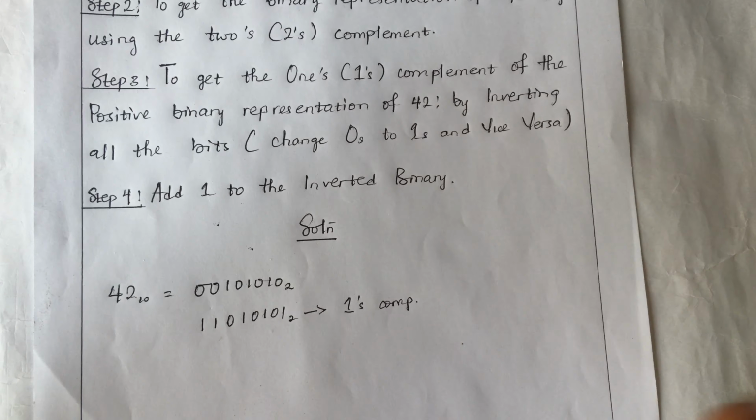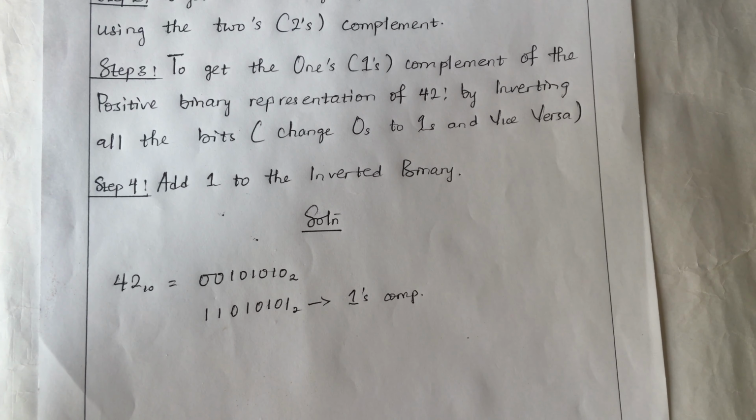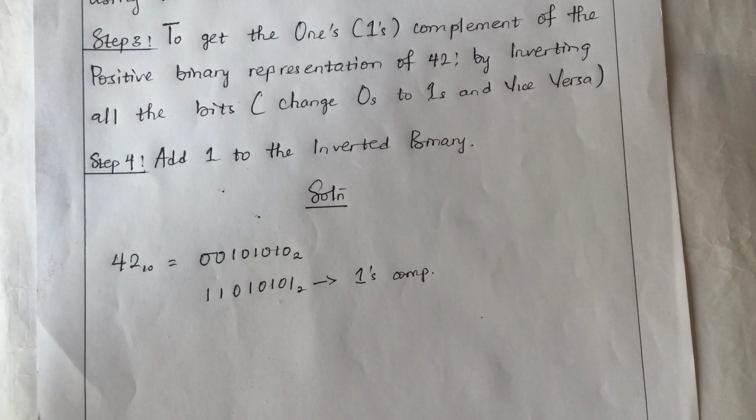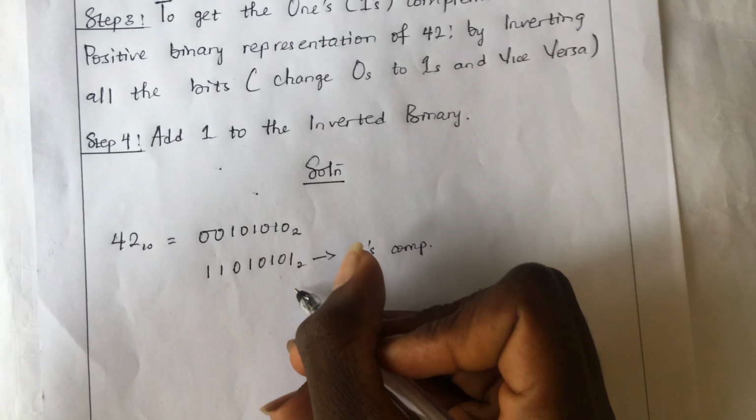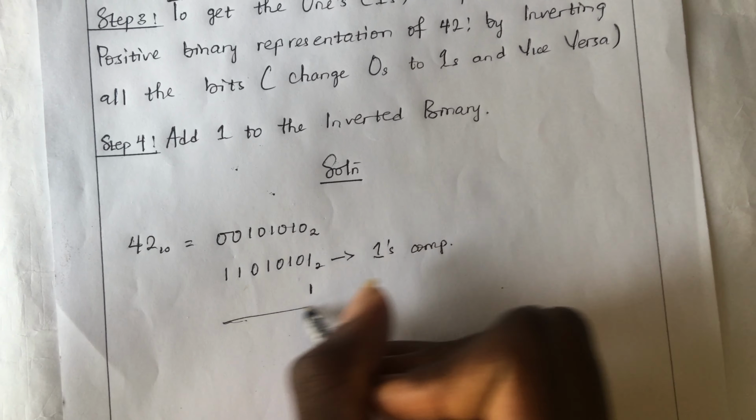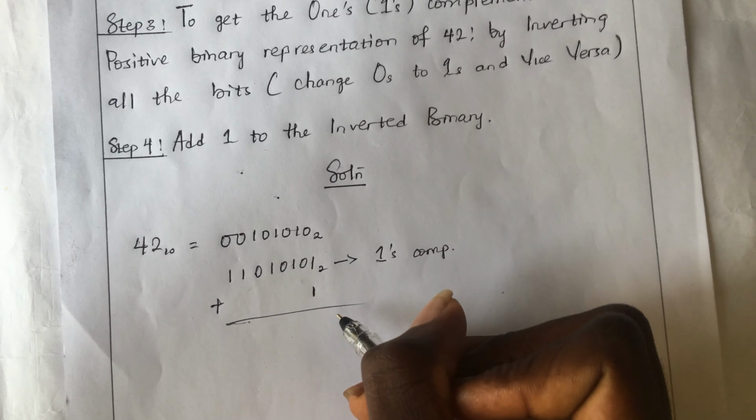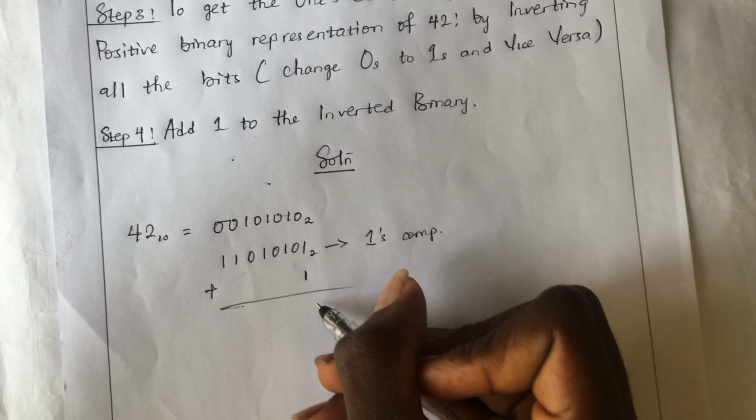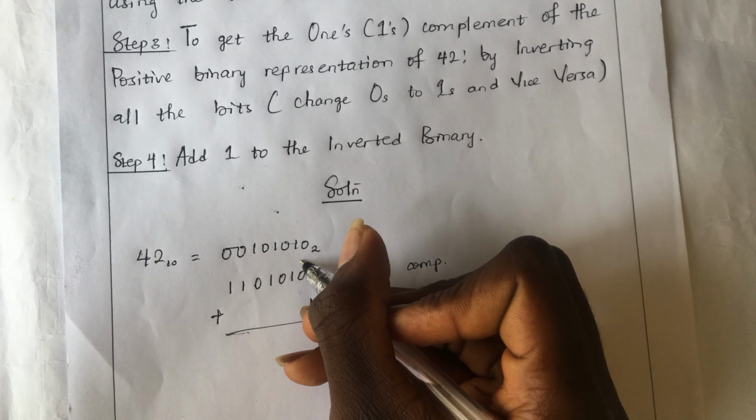So the next step says that we add 1 to the inverted binary. So we are going to simply add 1 here. So we add 1. 1 plus 1 is going to give us 10. So we have 0, remainder 1.